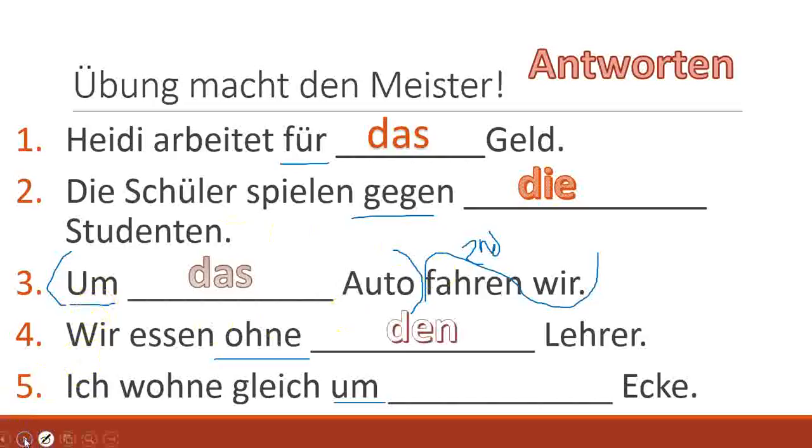Wir essen ohne den Lehrer. We eat without the male teacher. So der becomes den. And ich wohne gleich um die Ecke. I live right around, or immediately around, the corner.